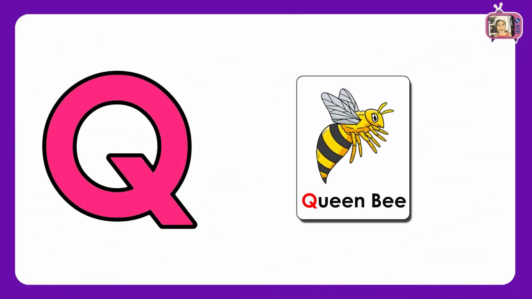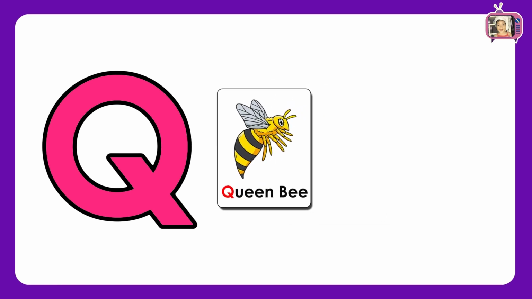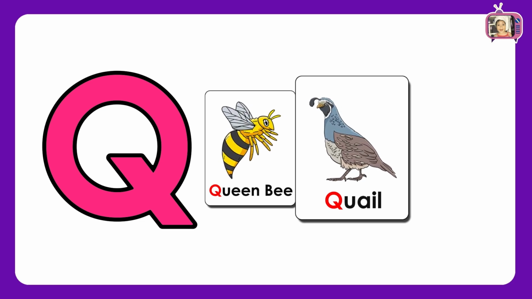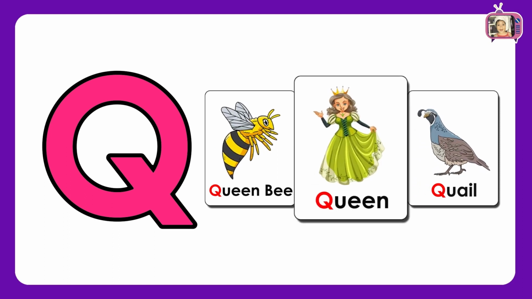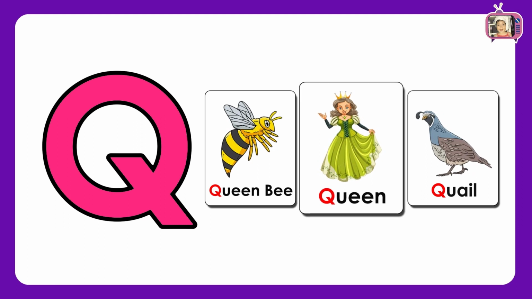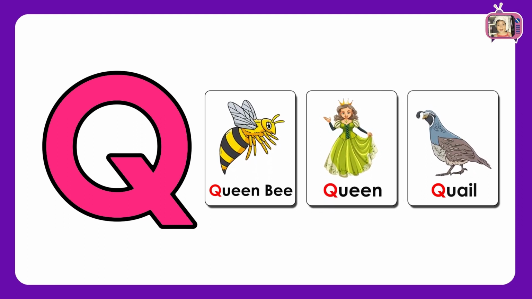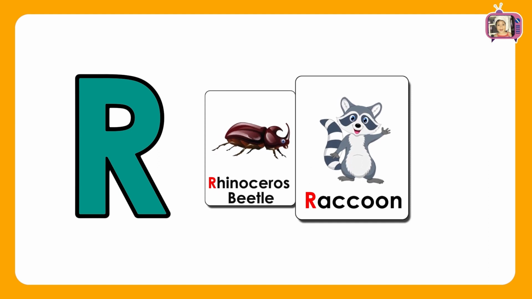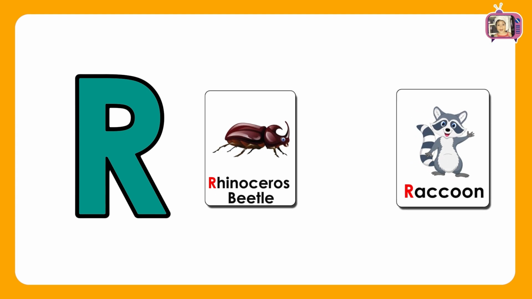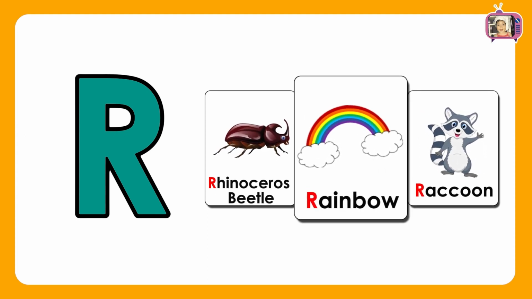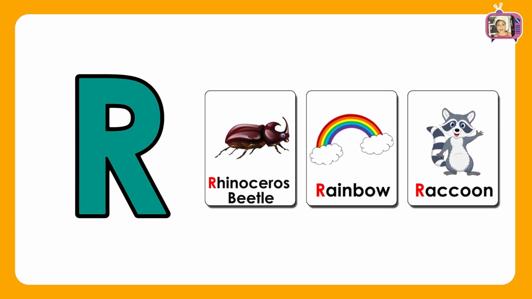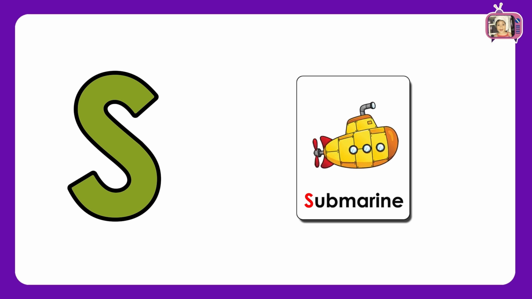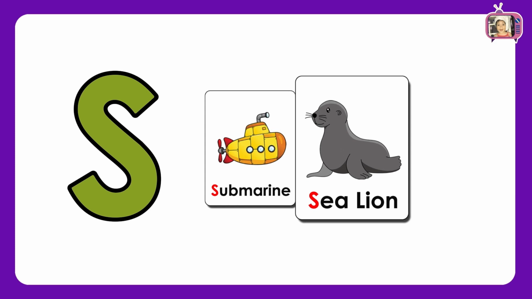Q is for queen bee. Q is for quail. Q is for queen. R is for rhinoceros beetle. R is for raccoon. R is for rainbow. S is for submarine. S is for sea lion.